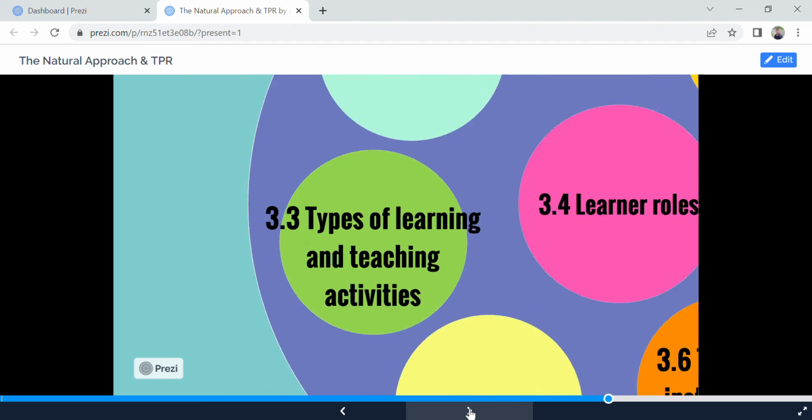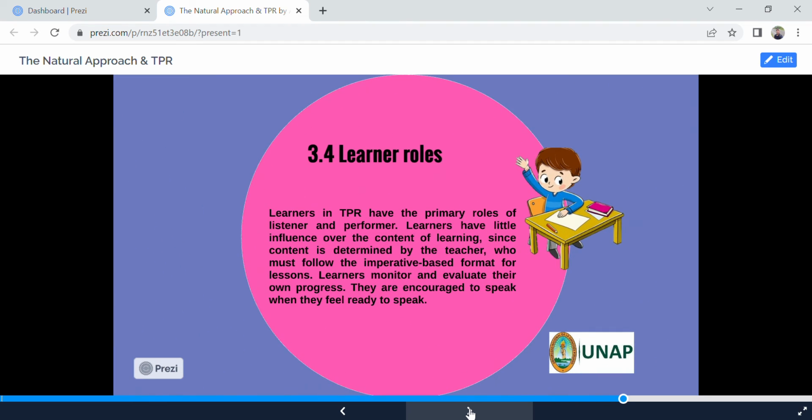What is the learner's role in TPR? Well, learners in TPR have the primary roles of listeners and performers. Learners have little influence over the content of learning, since content is determined by the teacher, who must follow the imperative-based format for lessons. Learners monitor and evaluate their own progress.